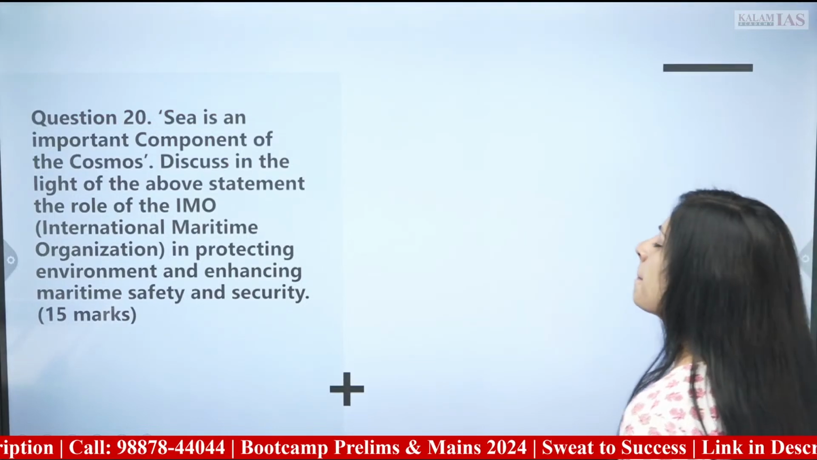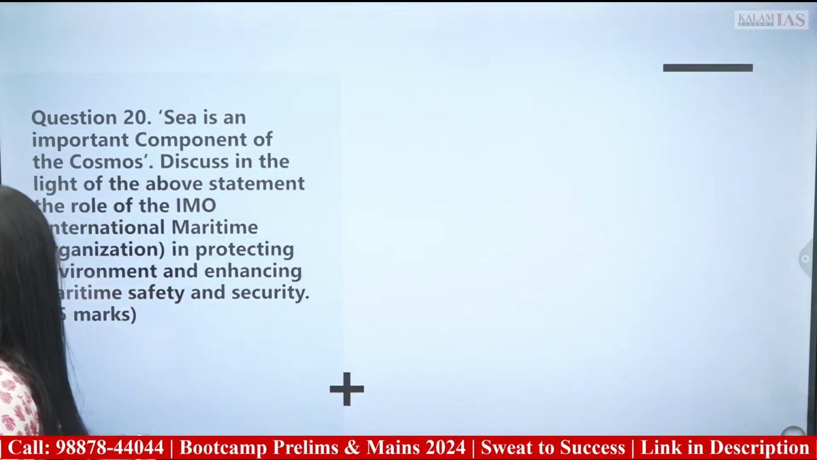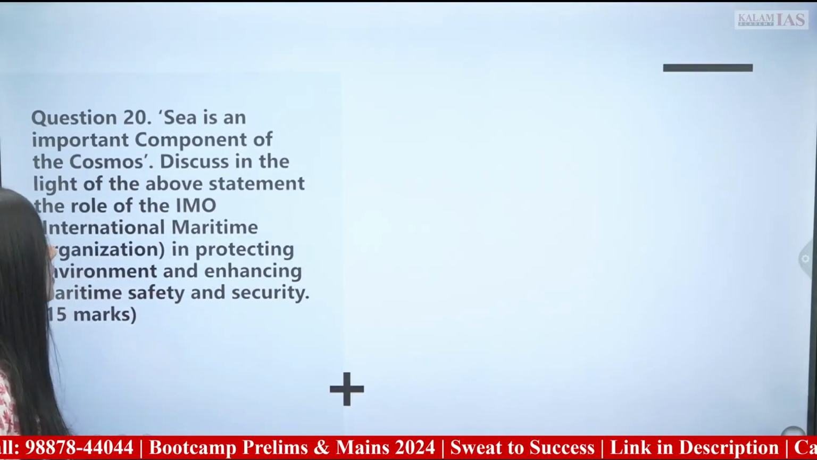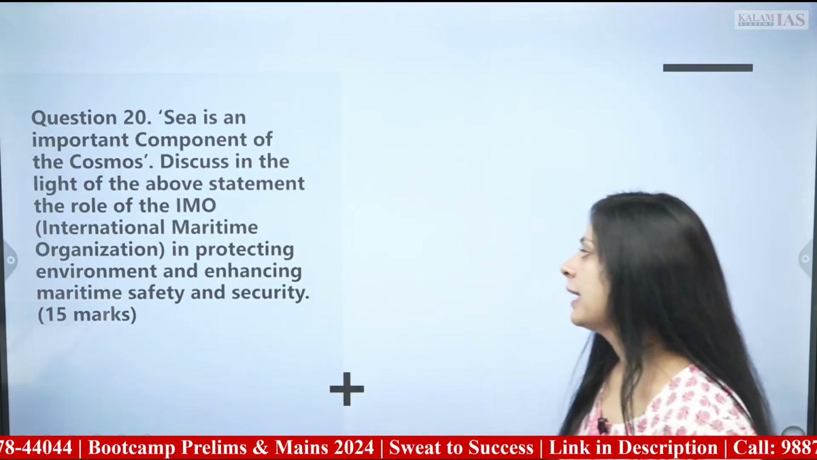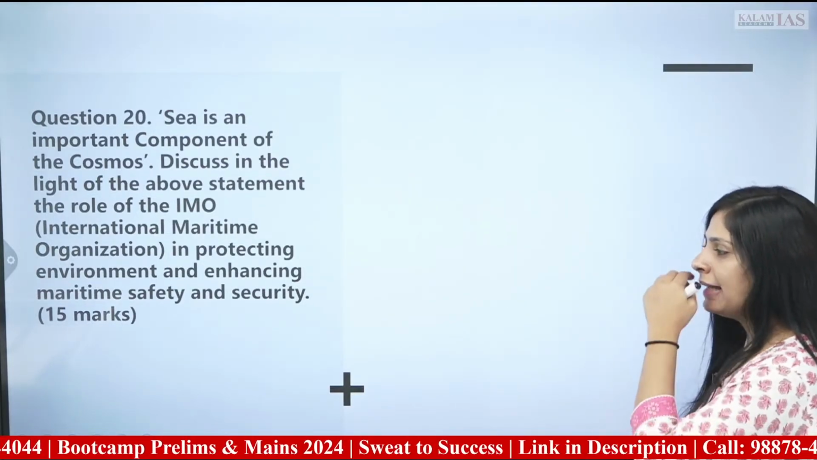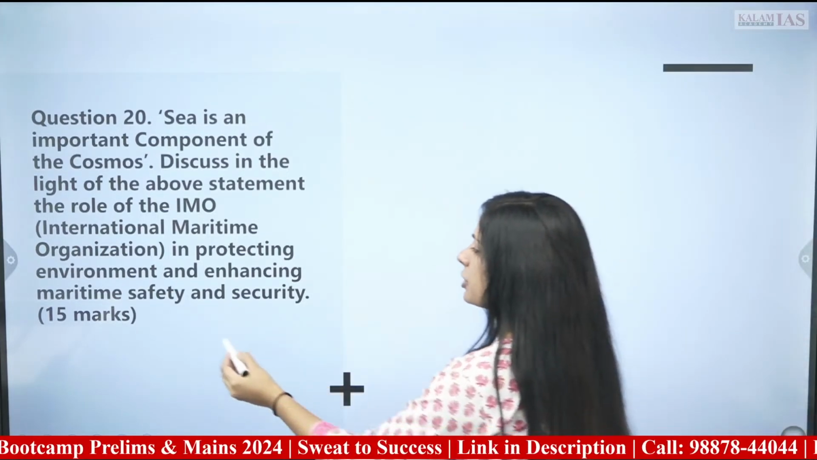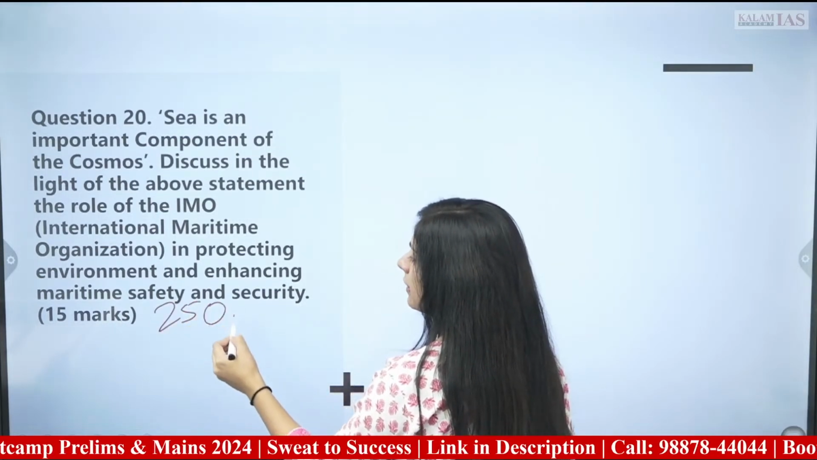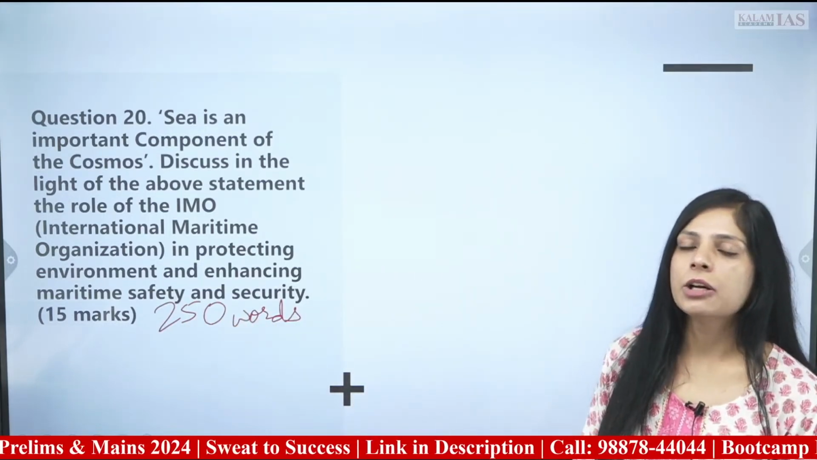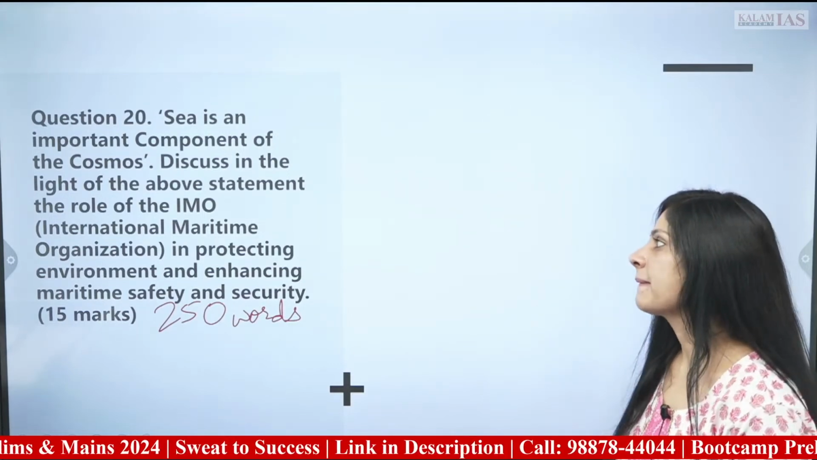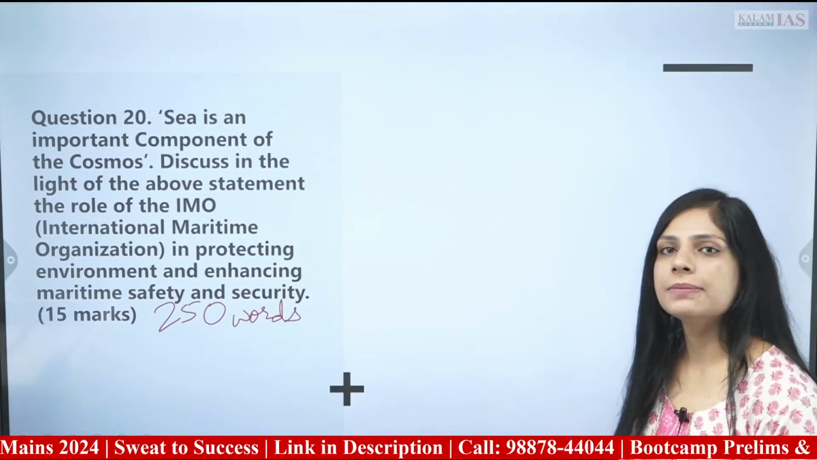The question is, sea is an important component of the cosmos. Discuss in the light of the above statement the role of IMO, International Maritime Organization, in protecting environment and enhancing maritime safety and security. This was a 15 marks question, so 250 words, right? Look at the question and try to see what the main focus areas are. How would you organize this question? Break it into a few parts.